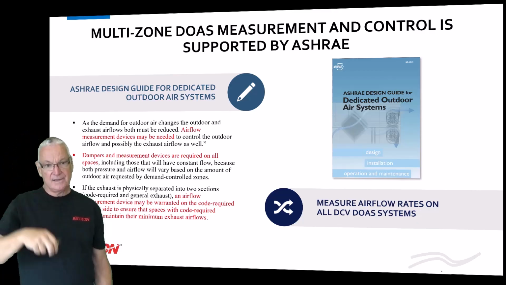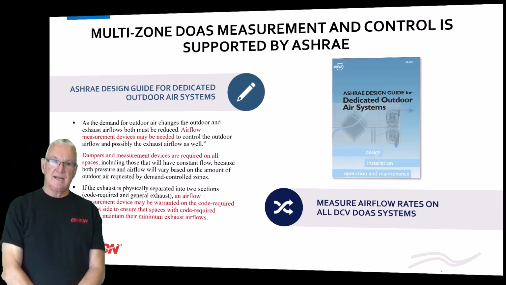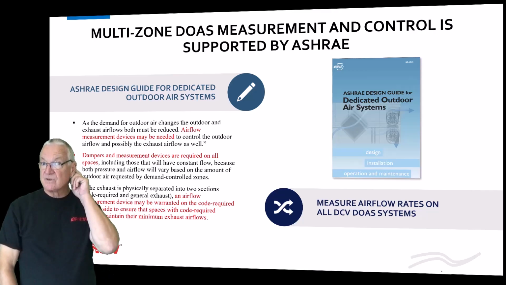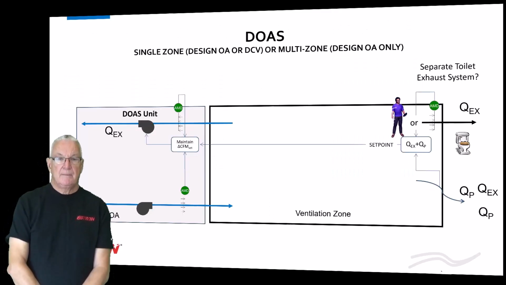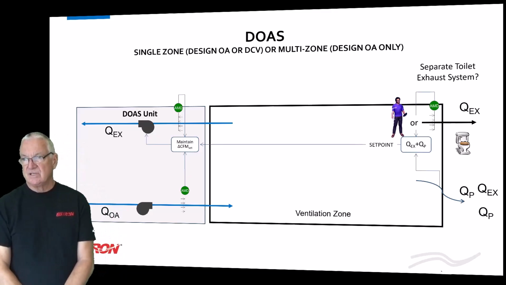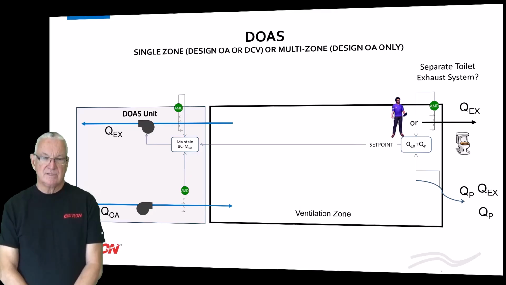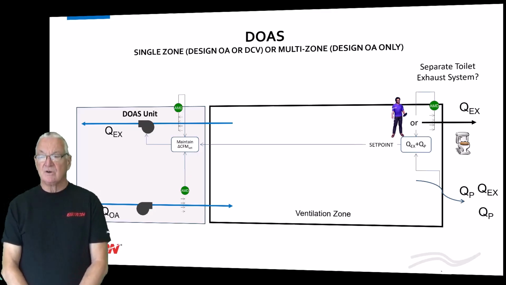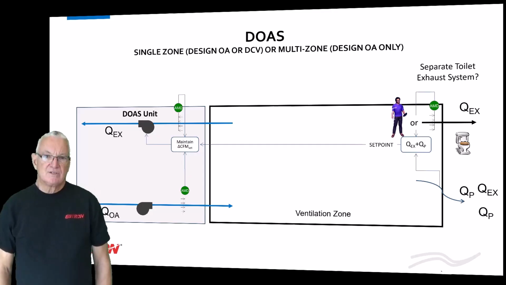Dedicated outdoor air, particularly dedicated outdoor air that is DCV. There are some things that you really need to think about, and ASHRAE has a design guide for dedicated outdoor air systems. But basically, for whatever the reason, when folks start doing this, they start thinking they don't need to measure or control flow. It's more important to measure and control flow. Not so much for the amount of outdoor air that you're bringing in, but for pressurization.